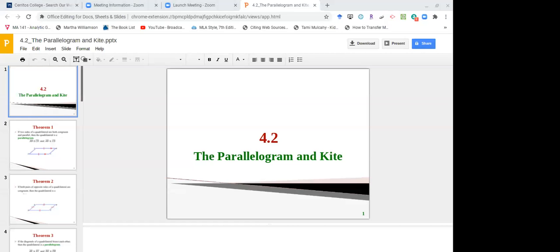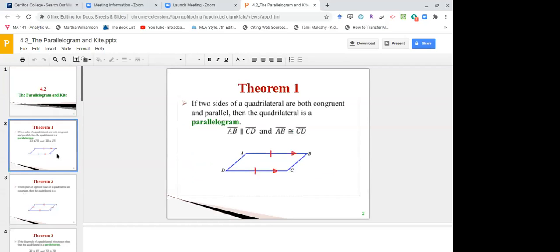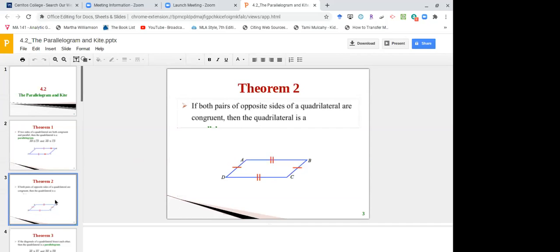So we have your sides, and as you can see, the parallelogram and the kite. Now you already know what a parallelogram is, and you know what a quadrilateral is. So the first theorem that you're going to see is if you have two sides of a quadrilateral that are both equal in measure and parallel, then you have a parallelogram, which is something that you knew from last week.